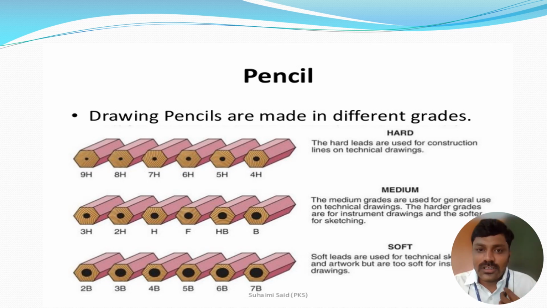These are the types of pencils used in engineering drawing. The three types of pencils mainly used are the hard leads, medium leads, and soft leads. Hard leads are used for technical drawing, the entire part which is to be drawn, in 4H to 9H pencils, and the medium lead is used for construction and general use instrument drawings. Soft leads are used for sketching, artwork and soft drawings.